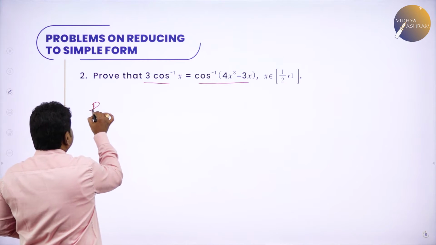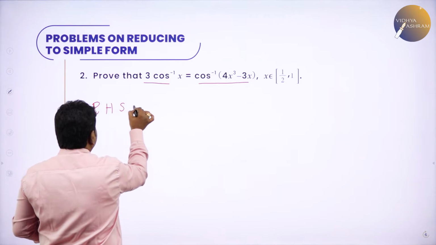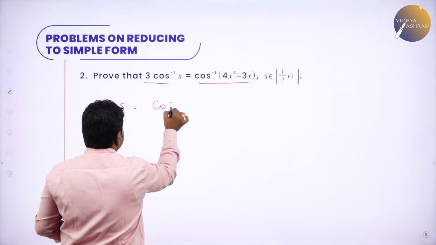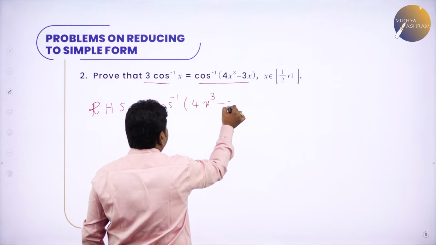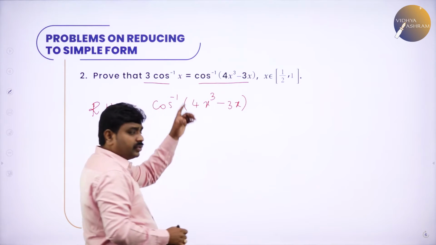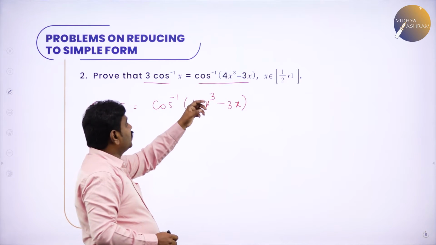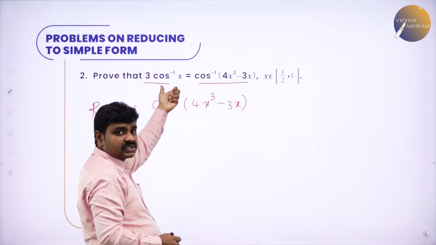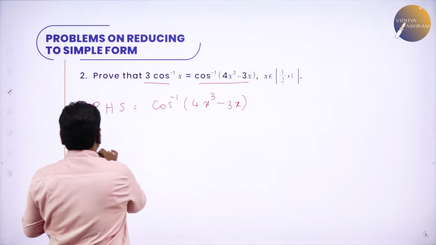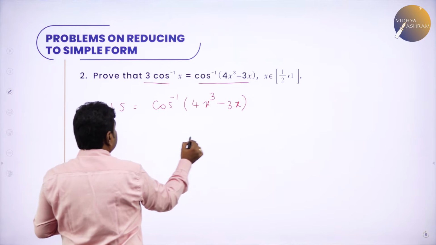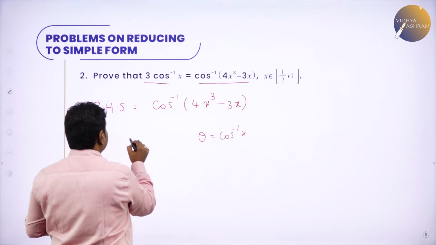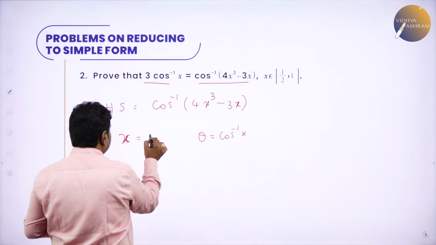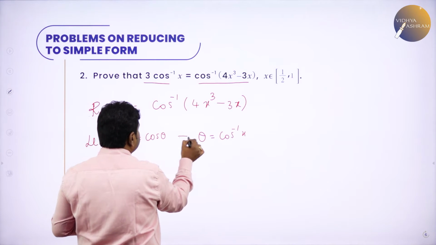So take RHS: cos inverse of 4x cube minus 3x. And again when you observe, LHS is cos inverse x. So take theta as cos inverse x. So let theta become cos inverse x; when you take that, x is equal to cos theta. So let x be equal to cos theta. That implies theta is this.